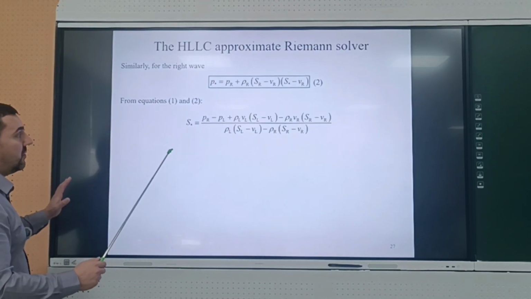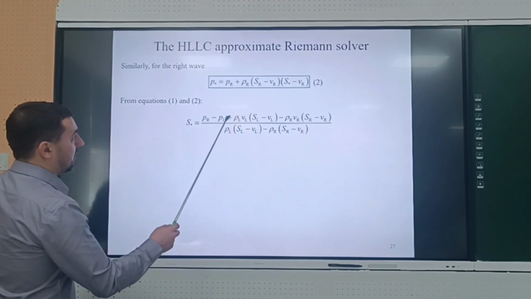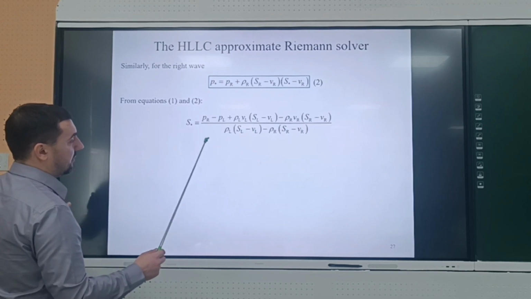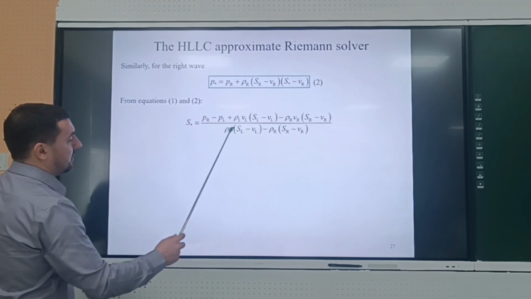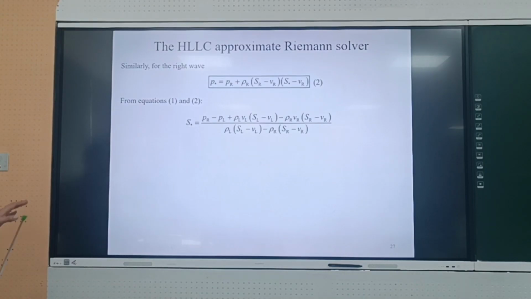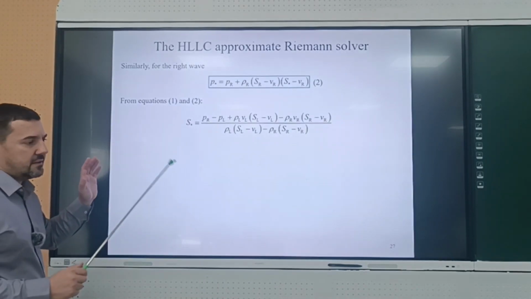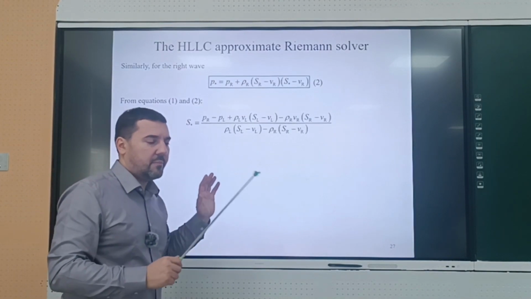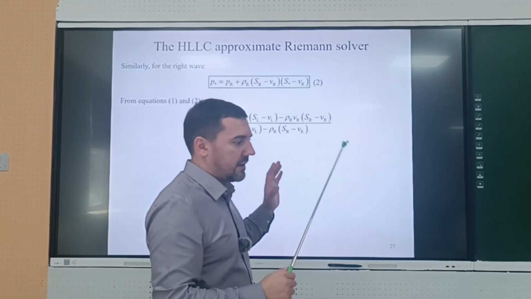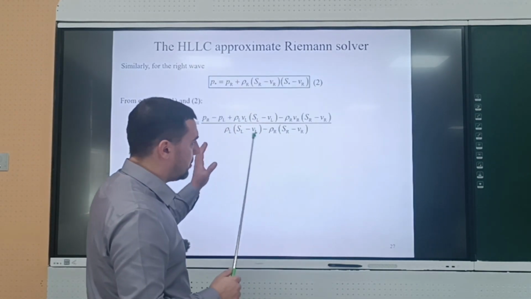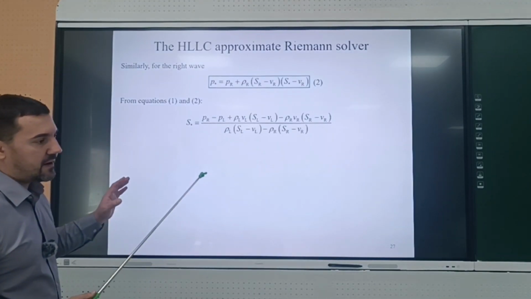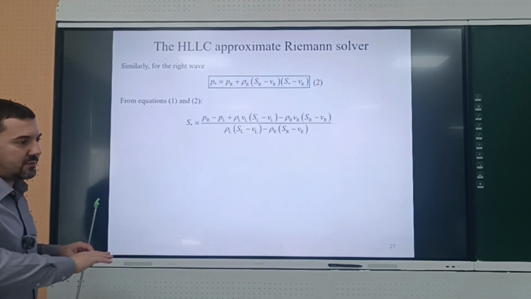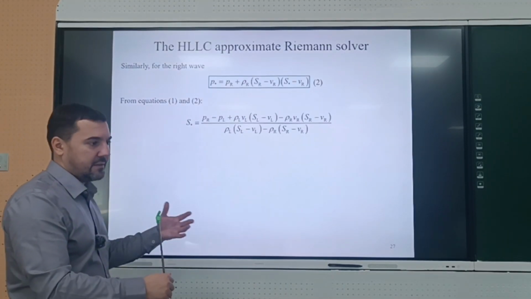So it depends only on known variables, on pressures and velocities to the left and to the right of the discontinuity, and on these velocities SL and SR. You can find these formulas in numerous papers and books. Actually, here I'd like to show you how to derive them. That's simple, and there are a lot of connections with the consideration of the Riemann problem and so on.